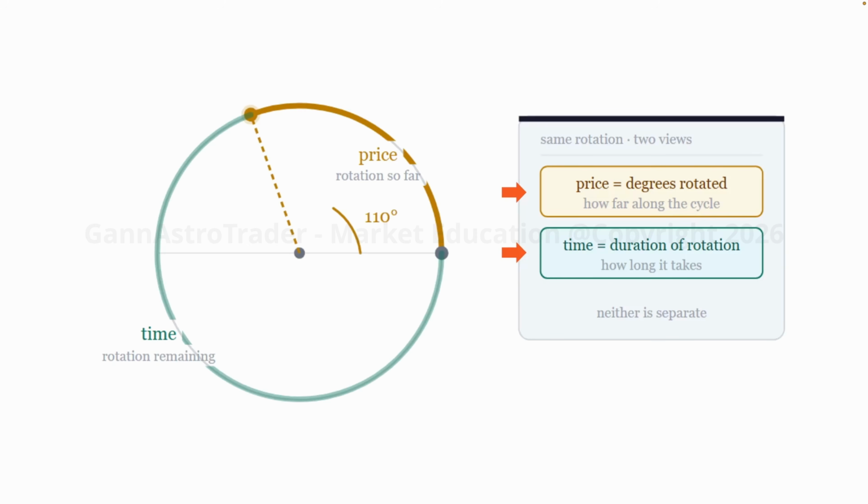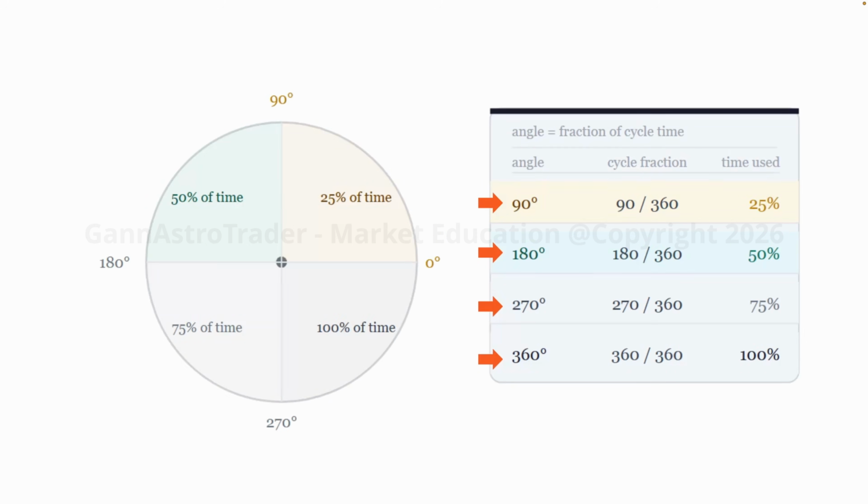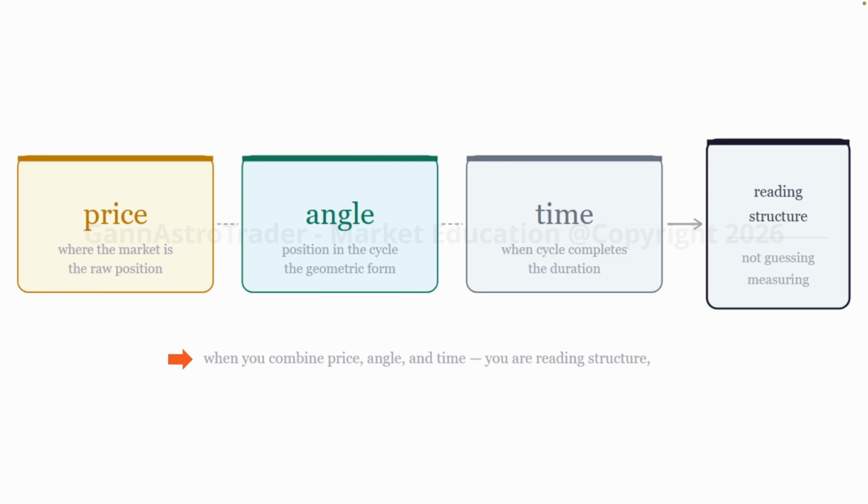A full cycle is 360 degrees. That same cycle also exists in time. This means every degree represents a fraction of the total time. So if you know the angle, you also know how much of the cycle is completed and how much is left. Now bring everything together.